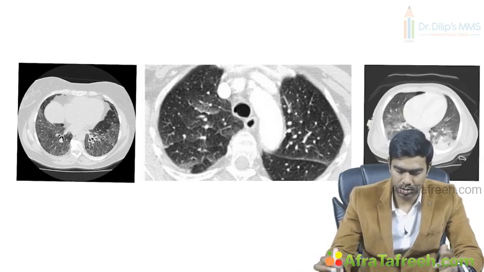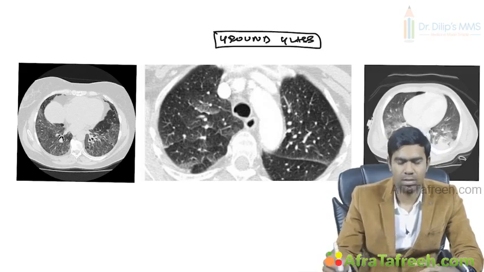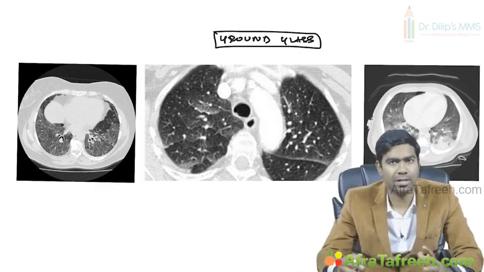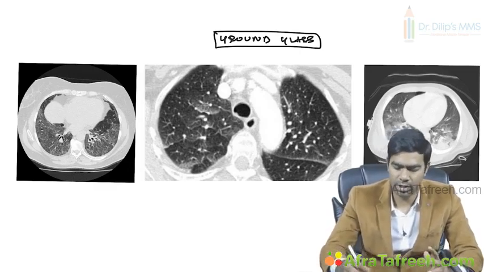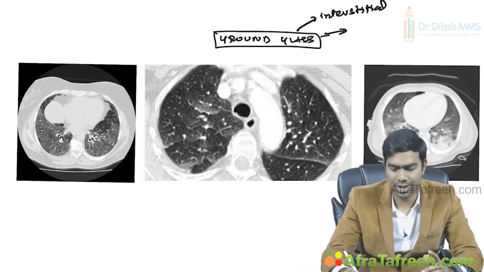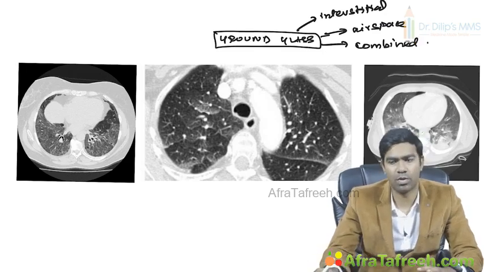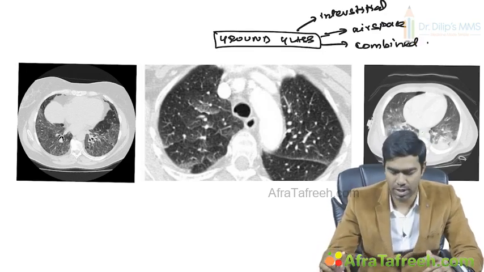So this is the characteristic ground glassing that we are talking about. So what does it mean? I told you it's due to partial displacement of the air, which means you can get the ground glass due to interstitial disease, or you can get the ground glass appearance in an airspace disease or alveolar disease. You can get it in combined interstitial as well as airspace disease. Let us see one example for each. Then I will tell you what are the examples of ground glassing.